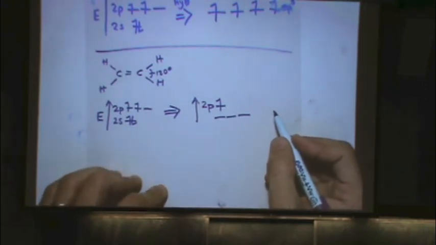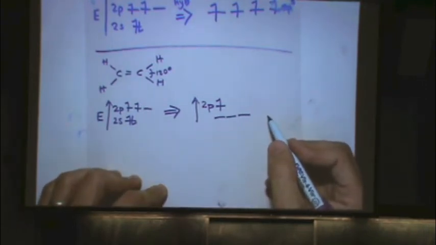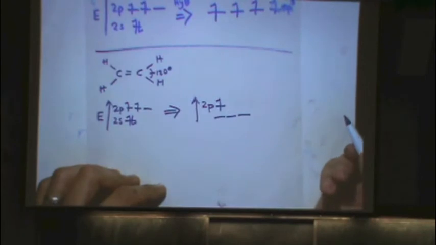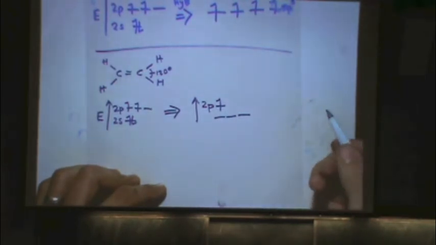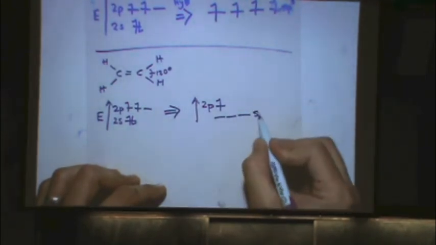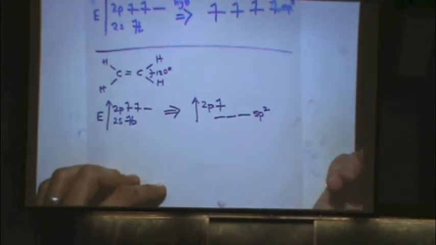Again, we can call this whatever we want. We can call it Isaac. We could call it Yuki, whatever we wanted to. We call them sp2 hybridized orbitals.